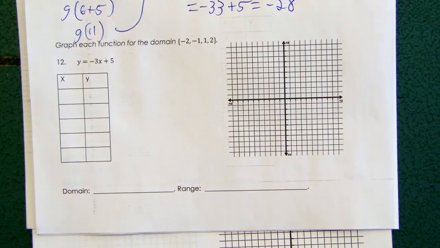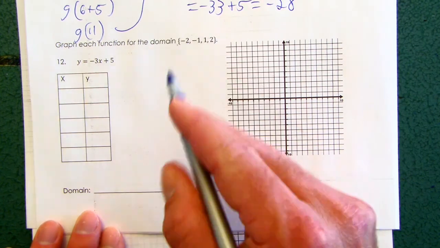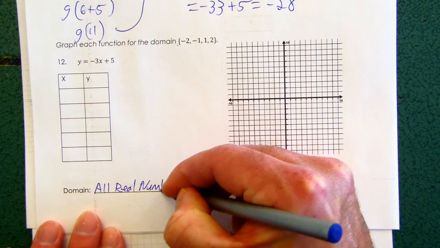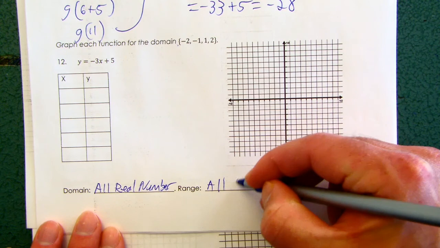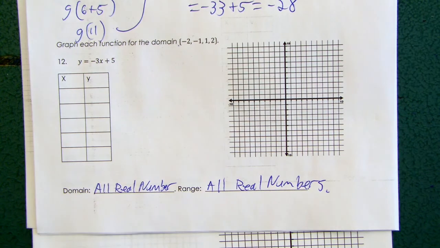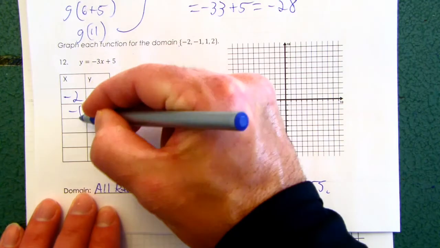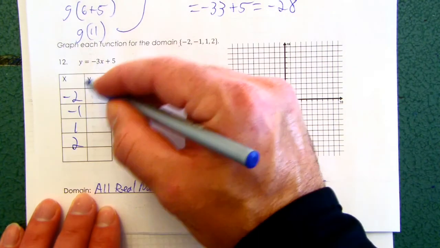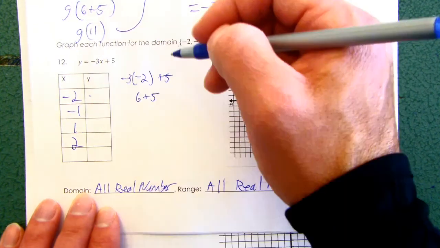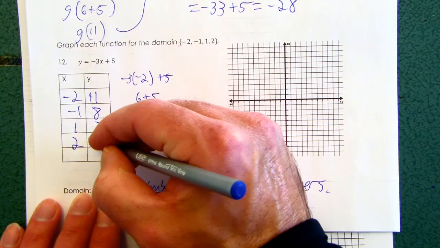All right, moving down, then we got to do a graph. Any linear function, your domain is going to be, I know I said graph it for this, but remember, domain with linear functions is always going to be all real numbers. You can substitute any number you want in. Range is also all real numbers. These lines go on forever. We're just graphing a couple points to see where it's going. So negative 3 times negative 2, I'm just going to write out one of these, and we'll get 6 plus 5 is 11. Negative 1 will be 8, 1 will be 2, 2 will be negative 1.